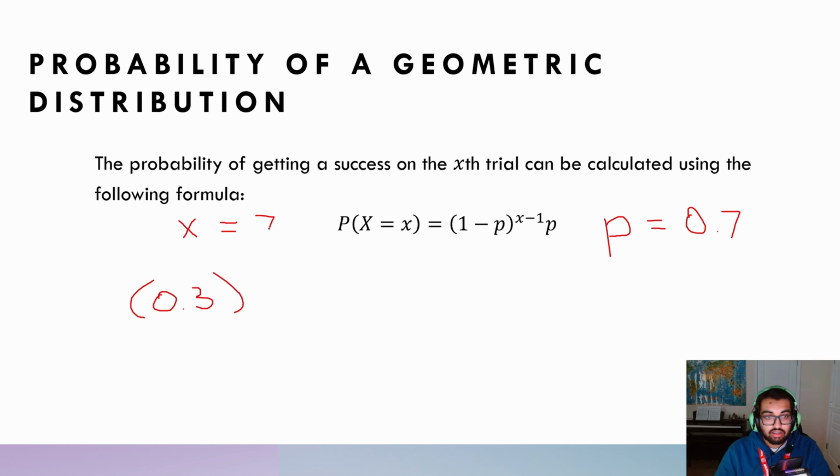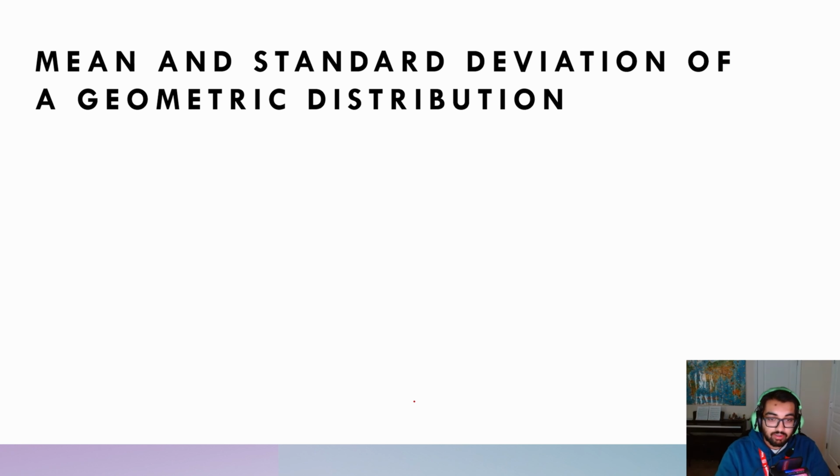Let's say I hit my 7th kid. You can see this really isn't that hard. Just visualize this. I fail, I fail, I fail, I fail, I fail, I fail. And on my 7th try, I succeed. I hit a kid. So that's how that works.